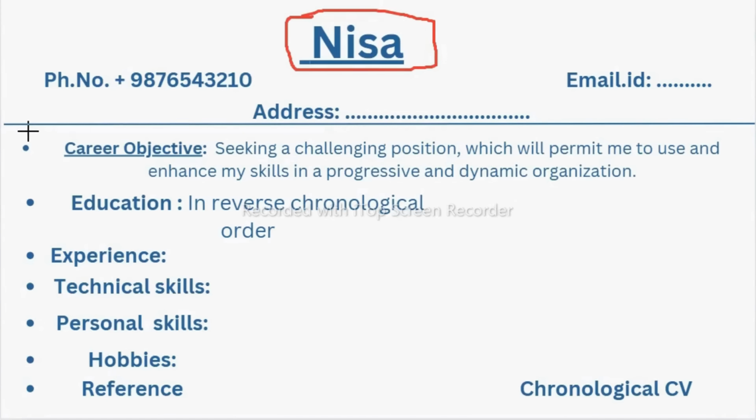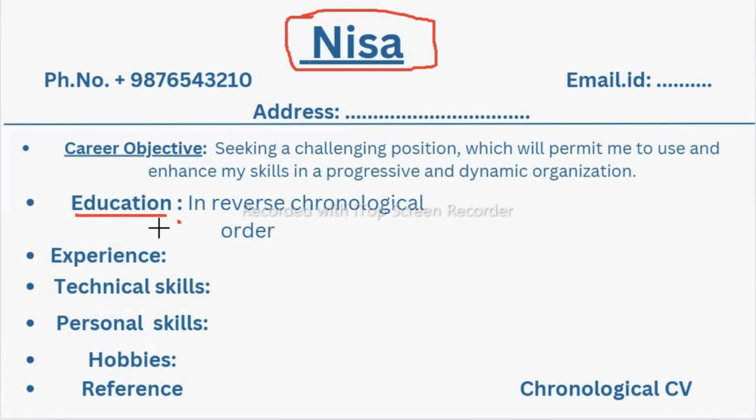After that you need to separate it with a margin. Then you need to write the career objective. You can use this career objective for any CV. After that you need to write the heading education, and you can underline it. After this heading you need to use different bullet points, like you can use a dot here.